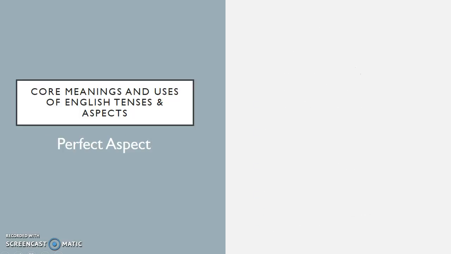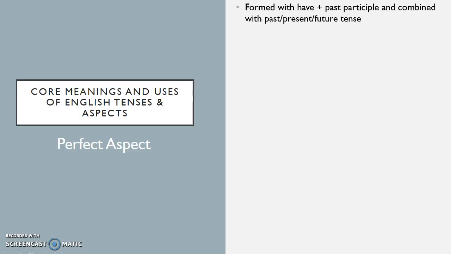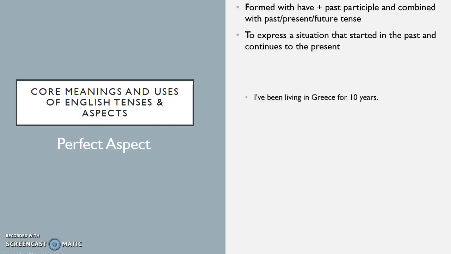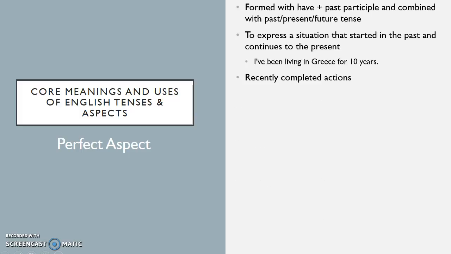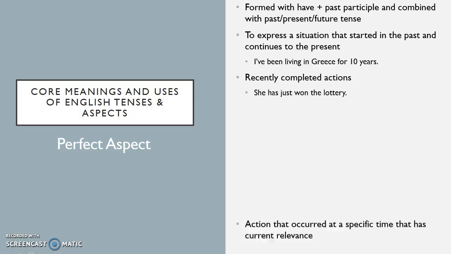Next, let's consider the perfect aspect. This is formed with have plus the past participle and combined with past, present, and future tense to express a situation that started in the past and continues to the present. For example, I've been living in Greece for 10 years. For recently completed actions: she has just won the lottery.